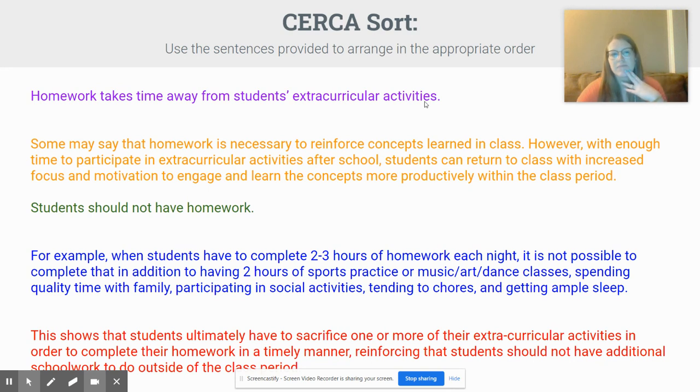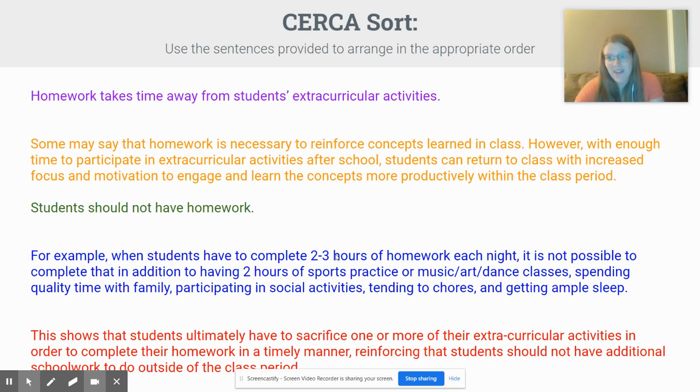One reason. Okay, and basically then prove it. Says who? Who says that it takes away from their extracurricular activity? All right. For example, when students have to complete 2 to 3 hours of homework each night, it's not possible to complete that in addition to having 2 hours of sports practice or music, art, dance classes, spending quality time with family, participating in social activities, tending to chores, getting ample sleep.